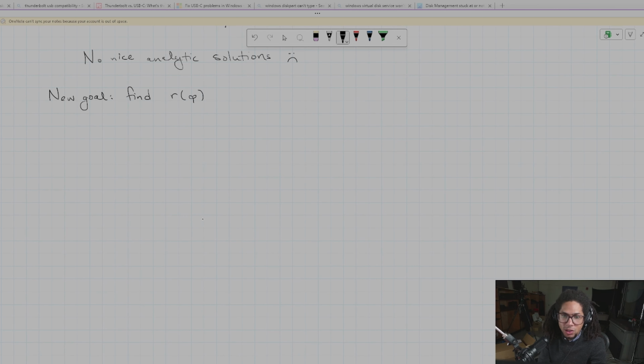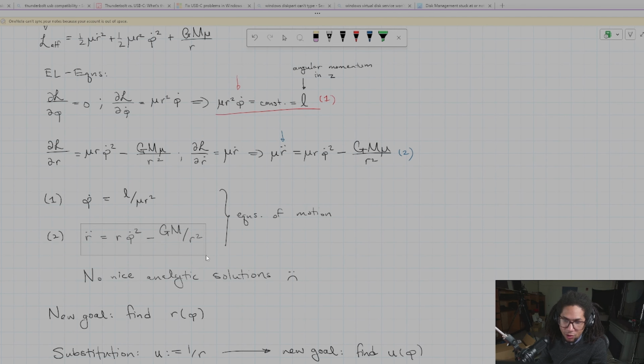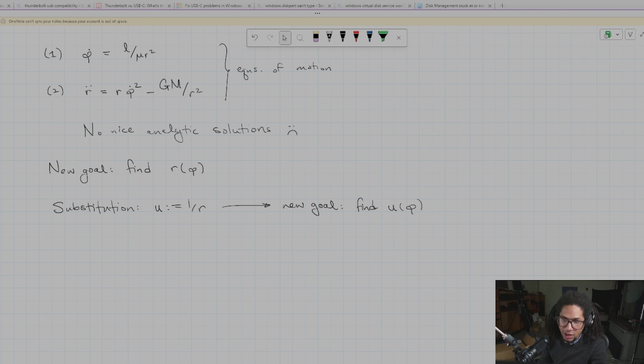The way that we're going to proceed here is using a substitution. We're going to say that u is equal to 1 over r. And that's going to lead to a new goal. We want to find u in terms of phi. What we're going to do is start with our r equation and try to get everything in terms of just u and phi. What that means is that we're going to find what the d/dt derivative is in terms of a phi derivative and other things that depend only on u. Okay, let's begin. So d/dt by the chain rule is phi dot d/d phi.